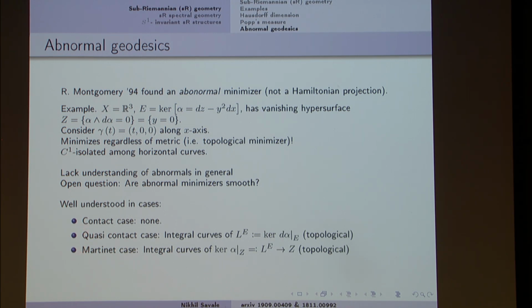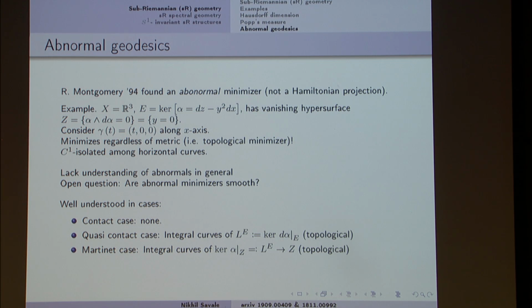But they are well understood in some simple cases. The Martinet case I already mentioned. In the contact case, there's some characterization which excludes them. And in the quasi-contact case, they correspond to the integral curves of the characteristic line. So the characteristic line is, remember, dα restricted to the kernel of α could not have been symplectic. That was because of odd dimensionality. There was a one-dimensional kernel, and that kernel generates these integral curves which correspond to abnormals. Okay, so this is a very nice story.